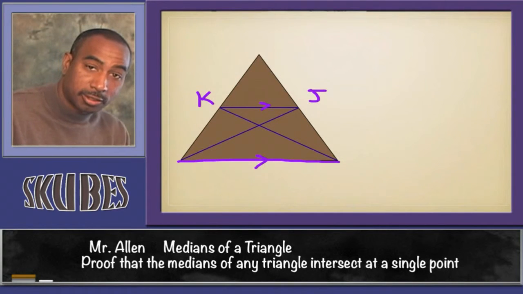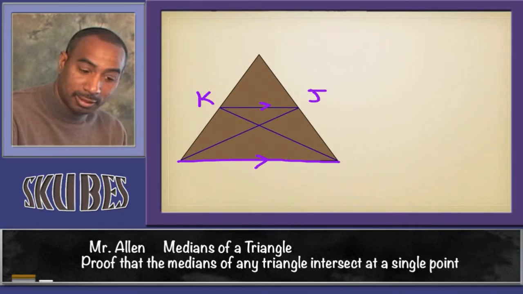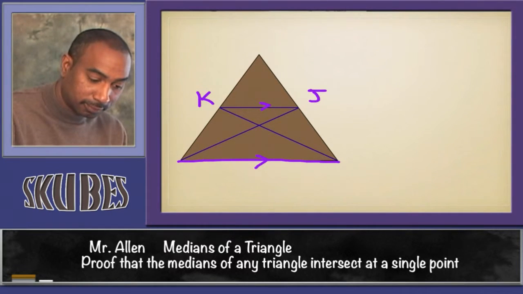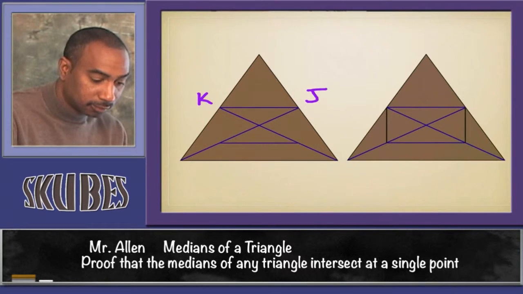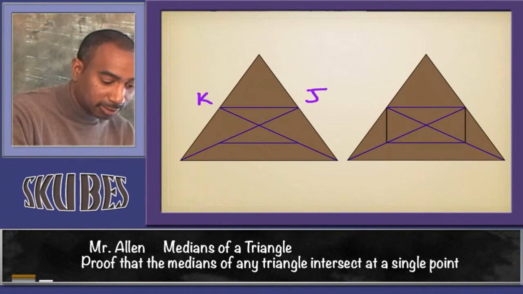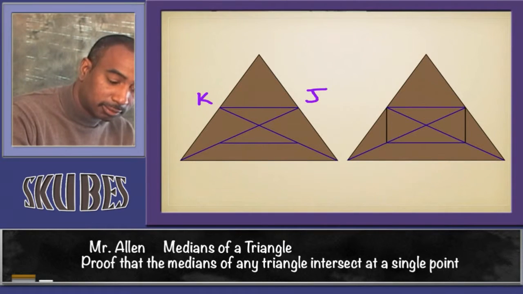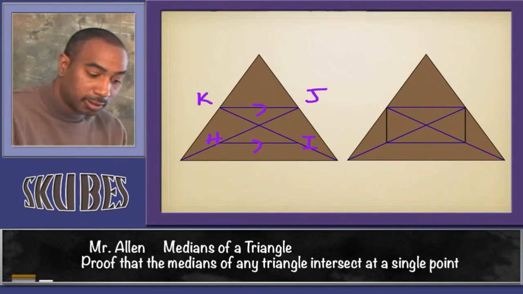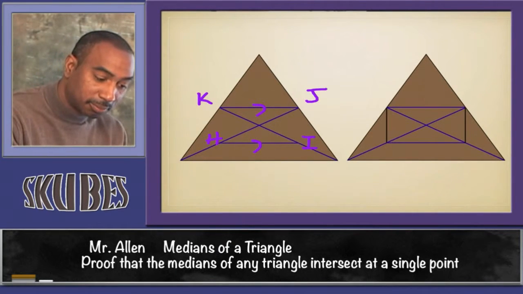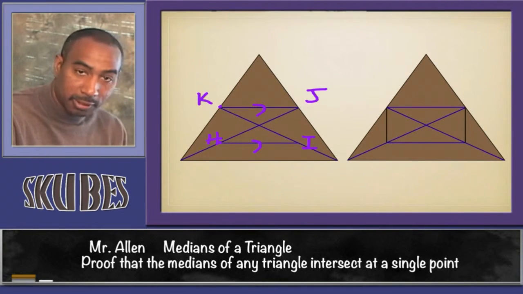And what we're going to do is construct a third line that's parallel to the third side and KJ. Let's call this segment HI. And what we're going to do is connect the sides, these two, the midpoint to point H, and form a parallelogram.